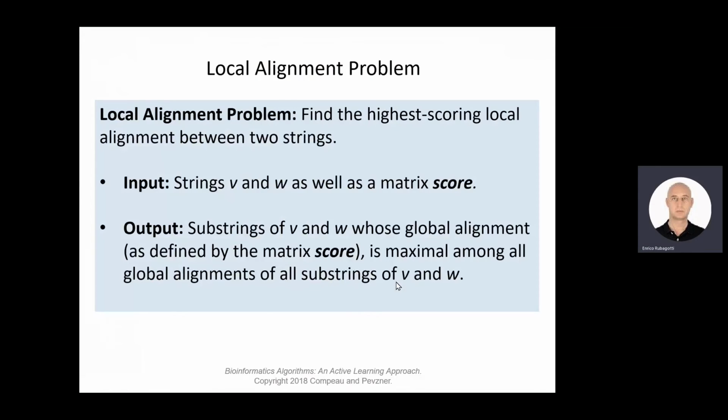We are going to outline the local alignment problem: how to find the highest scoring local alignment between two strings. We have two strings, V and W, and a score matrix. As output, we will have a substring of V and W whose global alignment is maximum among all global alignments of all substrings of V and W. So I'm seeking a substring.